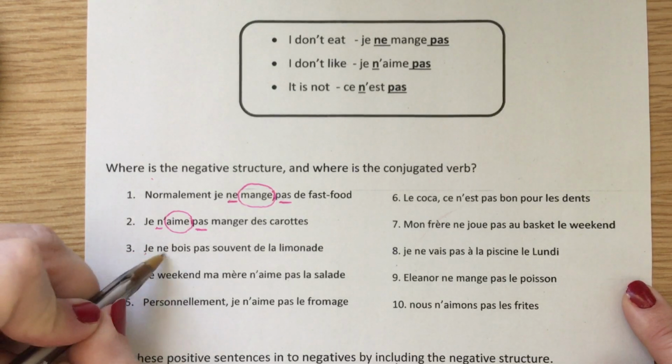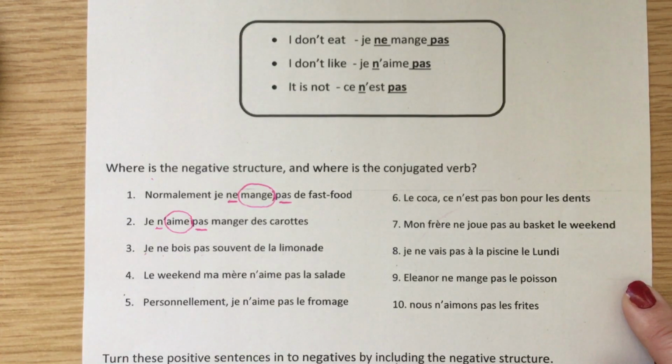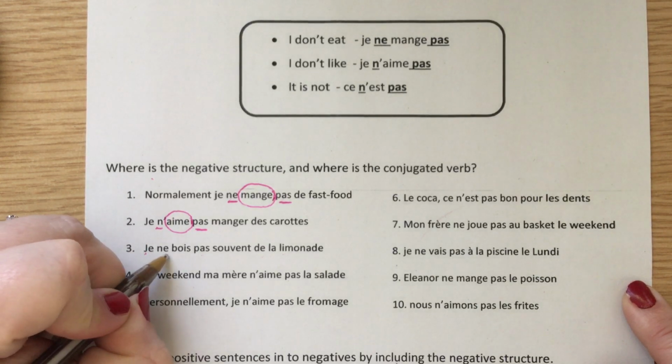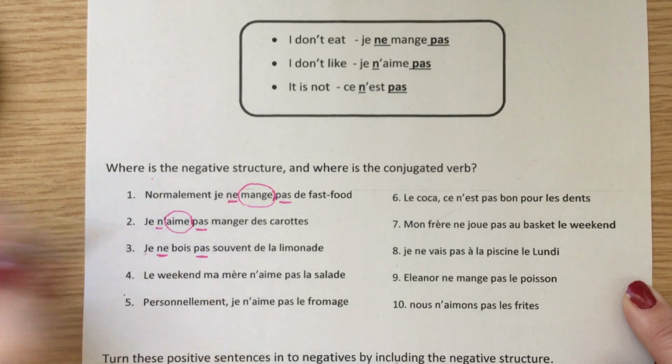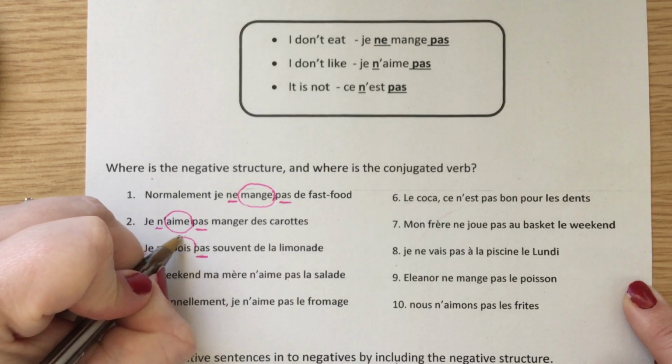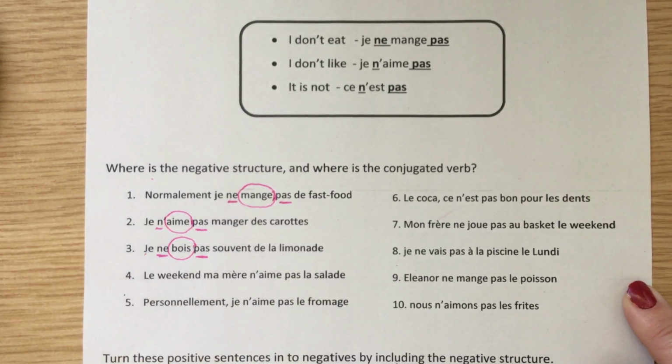Number 3, je ne bois pas souvent de la limonade. I do not often drink lemonade. Our negative structure, ne and pas, appears either side of our conjugated verb, boire, drink.